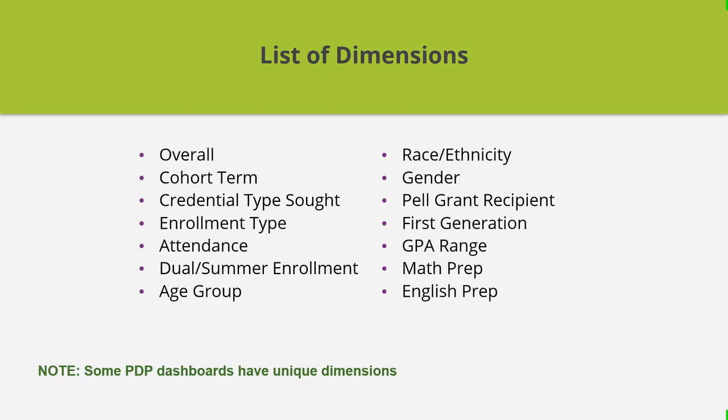First generation segments the students as first generation, meaning they do not have a parent or guardian who graduated from college, not first generation, meaning they have a parent or guardian with a college degree, or unknown, meaning that their first generation status is not known. GPA range segments students in half-point increments from 0 GPA to 4.0 and above. The last two dimensions are math preparation and English preparation. Both segment students based on their readiness or preparation to take college-level math or English courses. Your institution determines what readiness means. In addition, some PDP dashboards may have unique dimensions.